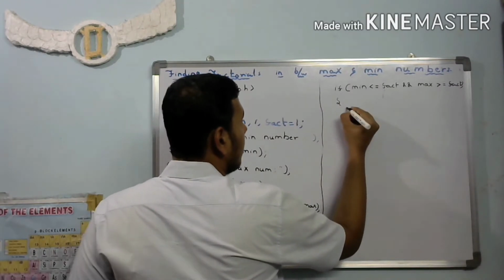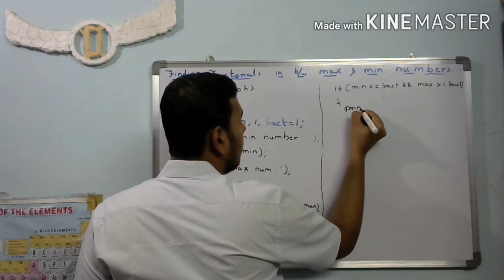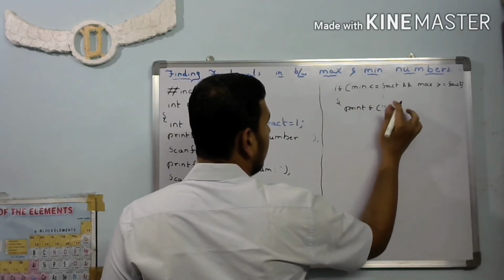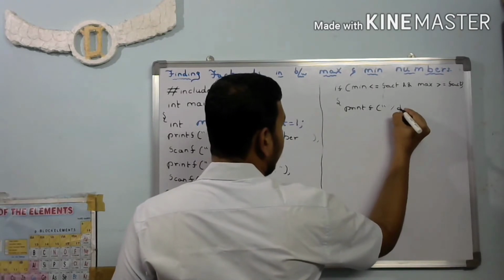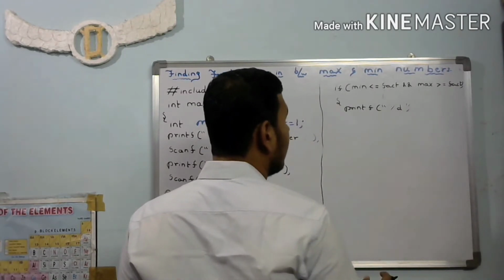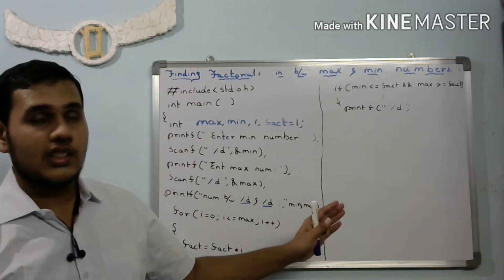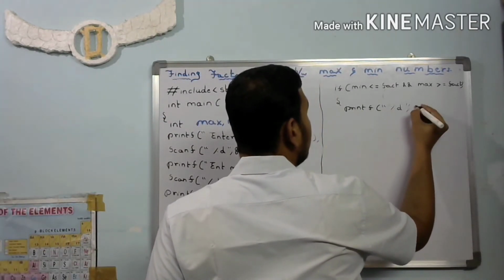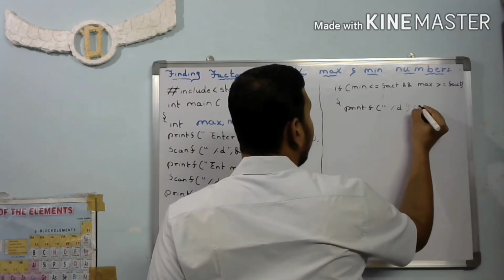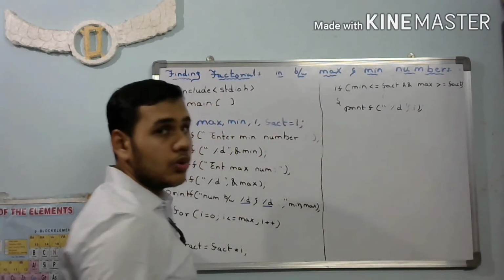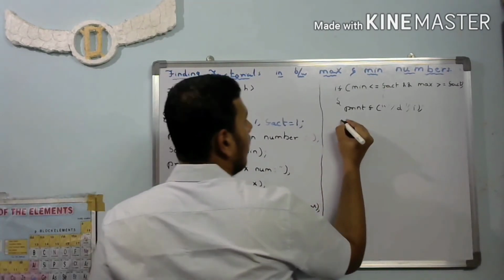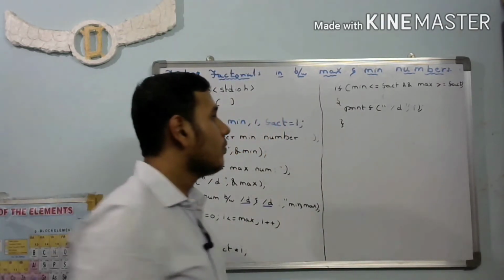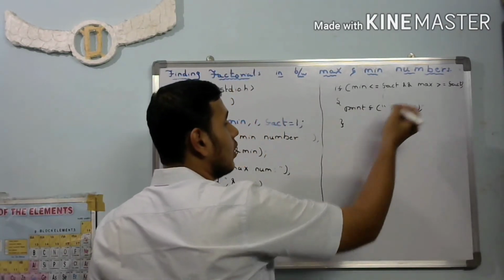If this condition is satisfied, now in this condition, printf %d. Now where does the value store? That means printf %d, the value stores in i. Yes, the value stores in i. Now let us close it.